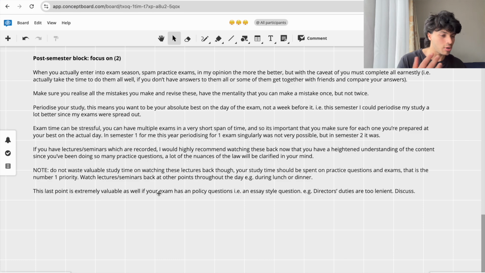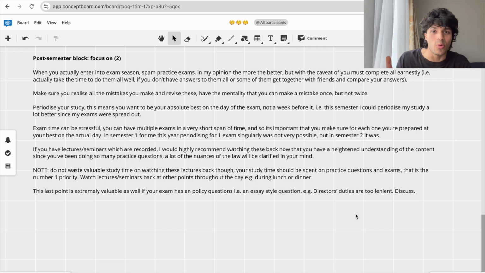And this last point, the seminars and lectures are really good, especially for problem questions, but also even if your exam does have policy questions. So, an essay style question, for example, the one that I've got here, "Director's duties are too lenient, discuss." It'll really help with that, because a lot of the time your lecturers and teachers are the ones who are making your exam. So what they discuss a lot in class, that's usually what they're going to make your policy question about. That gives you a direct advantage over other people if they haven't watched that stuff back again.